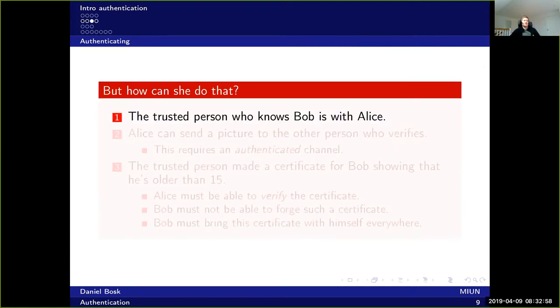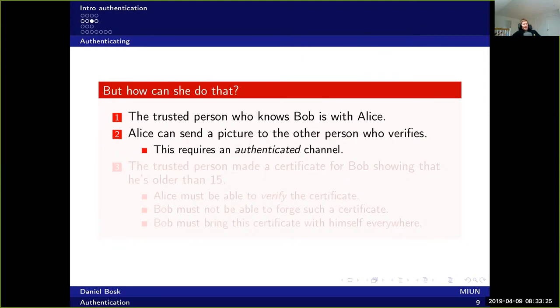And how can she do that? How can she ask someone she trusts? One option is that the trusted person who knows Bob is with Alice. So there is another person there who knows Bob and can tell Alice that, oh, this is Bob. He's older than 15. I know him. And Alice trusts that.